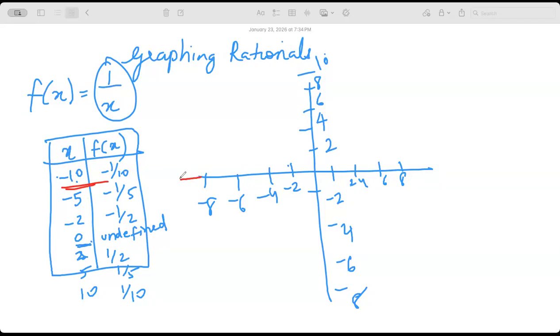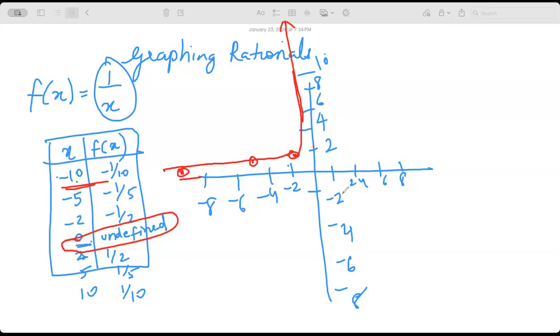Minus 10 on the left side is minus 1 by 10. Minus 5 here is minus 1 by 5, a little up from that. Then minus 2 is minus 1 by 2, a little more up. 0 goes to undefined. Undefined means it tries to go parallel to the y-axis forever. We don't know where it is going. Since it is undefined at 0, the function will not have its graph at x equal to 0.